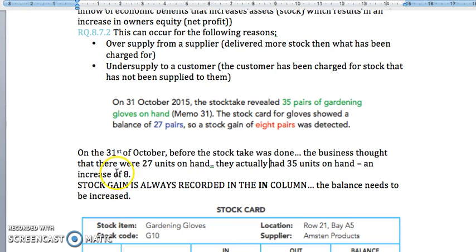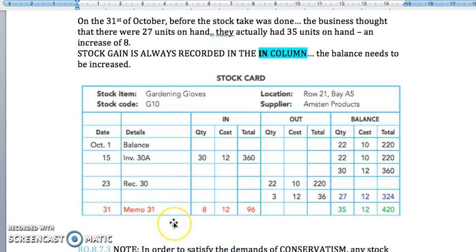An increase of 8. So stock gain is always recorded in the in column because the balance needs to be increased. We can see that here. We've got our 27 units on hand before the stock take was done on the 23rd. Nothing's been recorded since then. Then when we actually went and counted, we realized we actually had 35 units on hand. So we need to increase our stock card by 8 to make sure our balance is sitting at 35.